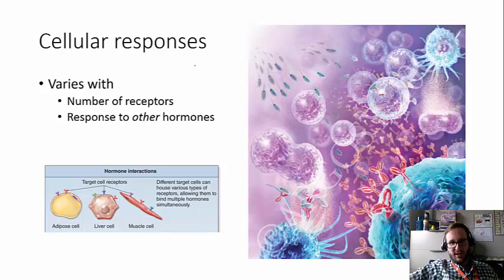Okay, so this brings us to the next bit of information, and that's the cellular responses to the hormones. Every time a hormone is released, you don't have the exact same response from a cell. It varies, and there are two things that can cause this variation: the number of receptors present and the interactions between these hormones and other hormones.